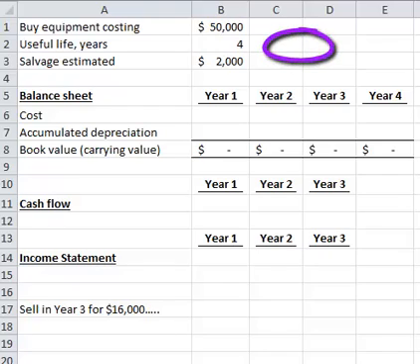Salvage value means that's what you think you'll get for it when you're finished using it and you dispose of it. So which of those is an estimate? 4 years is an estimate, and $2,000 salvage is an estimate. And sometimes we're wrong and we have to update our estimates, and there'll be a different video to show you how to handle a change in estimates.